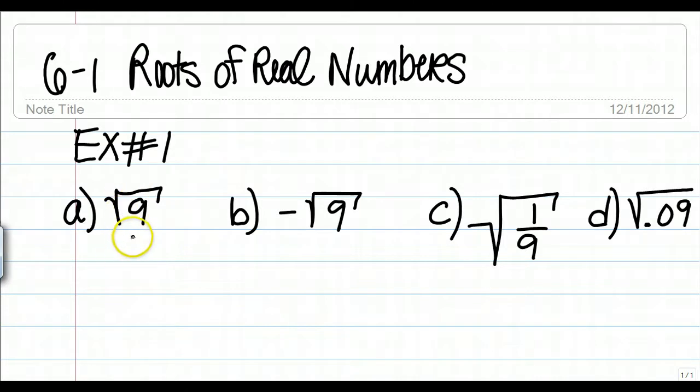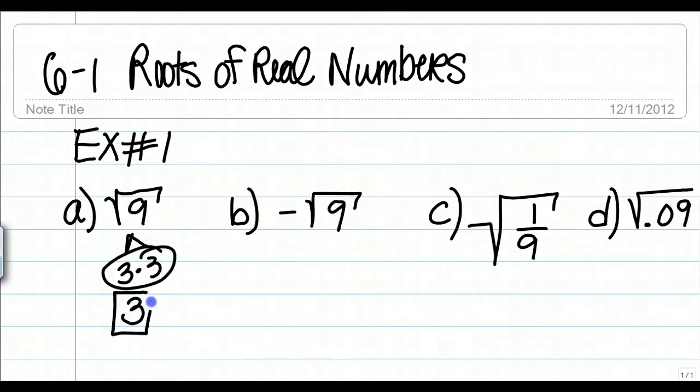When you have a square root, you're finding two numbers that are the same that you multiply together to get 9. So 3 times 3 is 9. Since they are the same number, you know that you are just going to have 3. Here, the only difference between negative square root of 9 and the square root of 9 is that you get the answer 3 for the square root of 9, but then you have to bring down the negative.